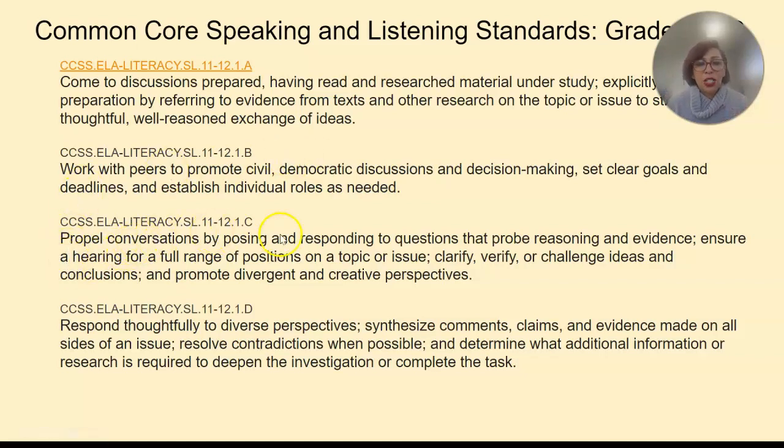Can they propel conversations by posing questions? Many times, the teacher is the one asking the question and the students are sitting quietly. Often maybe just one student raises their hand, or two, right? So how can we get them to ask questions? And finally, can they respond thoughtfully to diverse perspectives? Can they synthesize what they're hearing and reading? So lots of great skills that we can talk about today.